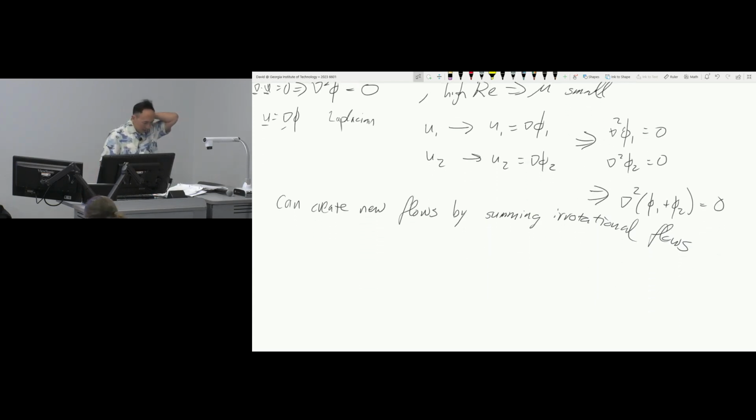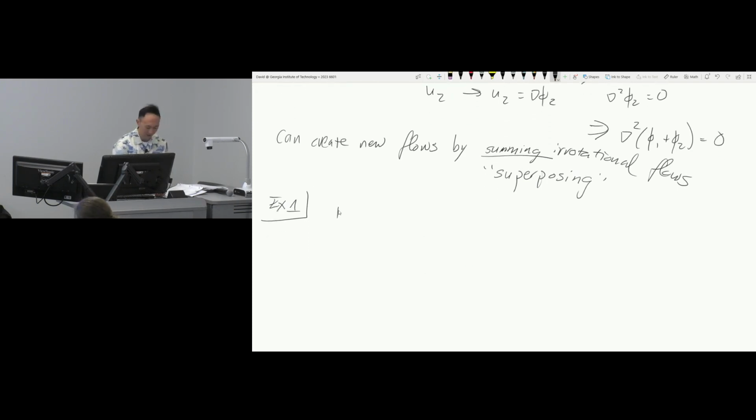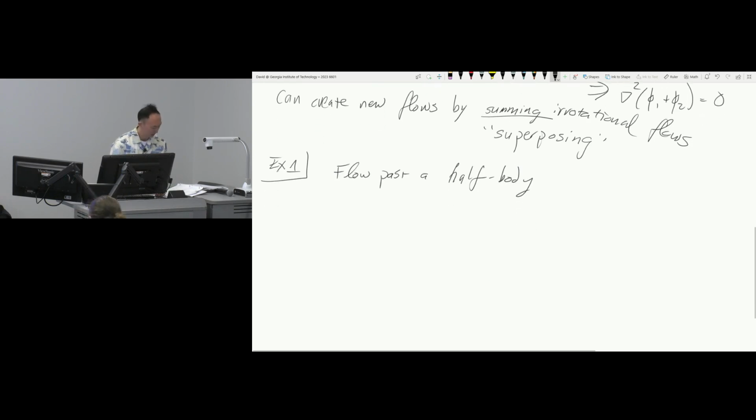All right. And they don't call it summing because they want to sound sophisticated. They call it superposing. So superposition. For example, flow past a half body. All right, this is what it looks like.